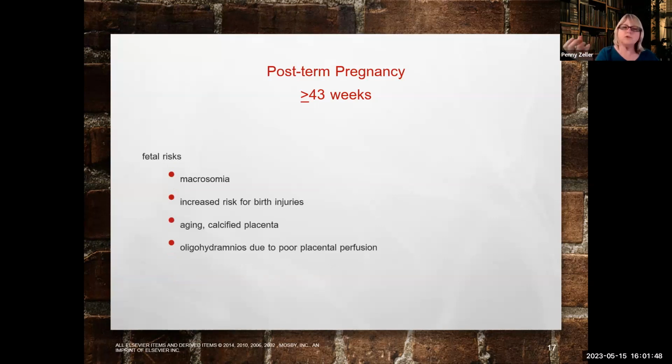So with a post-term pregnancy, baby is large, so baby could actually sustain some injury. The placenta is getting old. Remember, we discussed the placenta as a temporary organ. It's only meant to take care of the fetus, provide the fetus oxygen and the nutrients. By the time we get to 42 weeks, it's starting to calcify and get old. And then, of course, if it's not working as efficiently, we don't have much amniotic fluid.